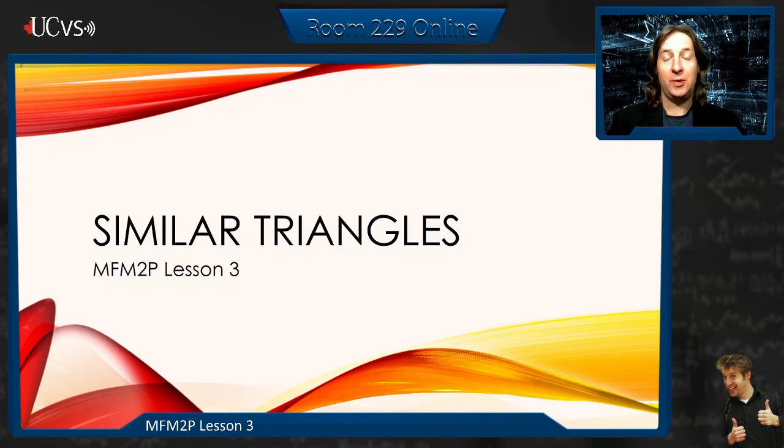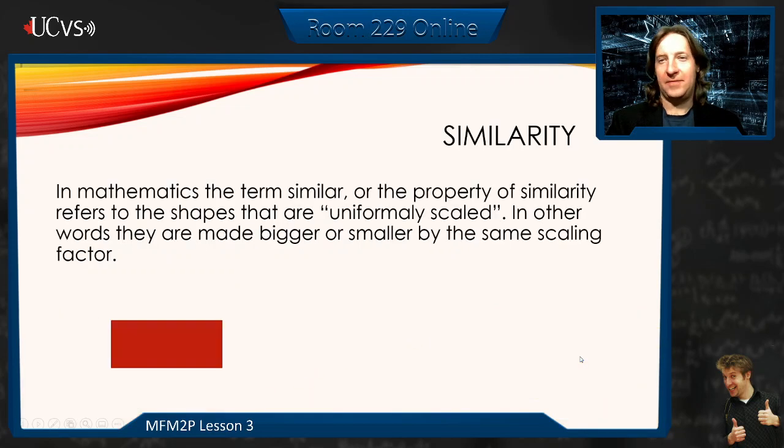This is a quick little lesson on the idea of similar triangles. What does it mean when we have triangles that are similar? Now, similar has a regular connotation, but it has a quite distinct, definite math definition. In mathematics, if we use the word similar, it is a property that refers to a shape's uniform scaling.